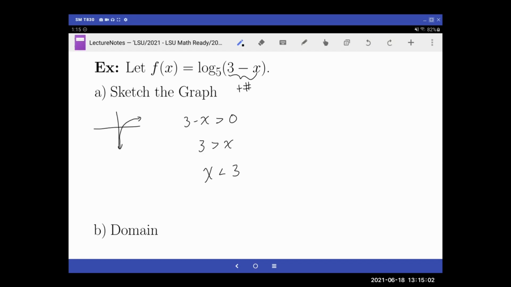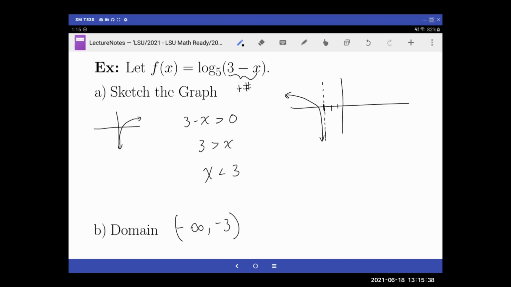Okay, so the domain is going to be from negative infinity to 3. Let's picture that on the graph. 3 right here is the cutoff. That's where my vertical asymptote is going to be. And my graph has to stay on the left side. So it's going to actually be like that.